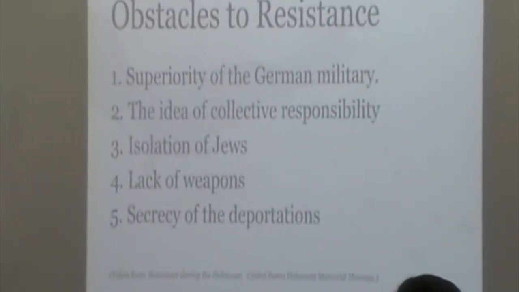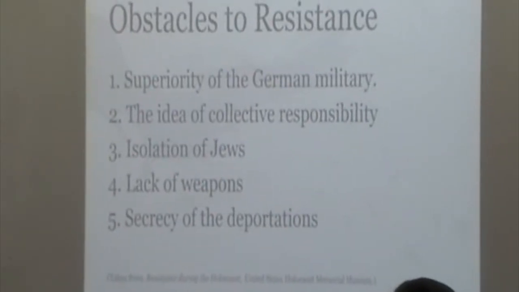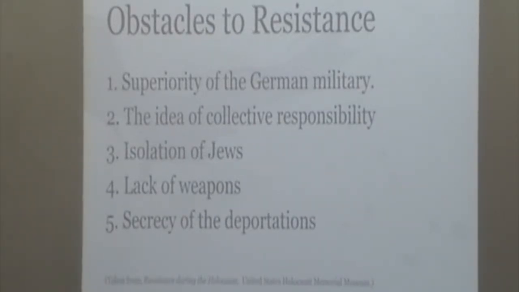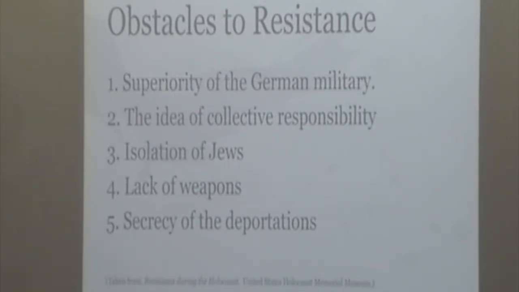The idea of collective responsibility, again, you guys, you got that. All right, if one person were to resist, what would they do to the rest of the people within the camp or within the ghetto? Would they withhold more food? Would they go after family members? Did you want to have that on you? Okay, with that guilt of what happened to somebody else because you tried to resist.